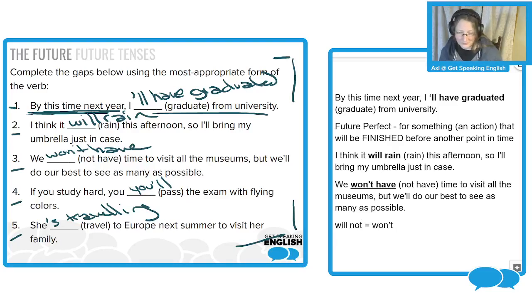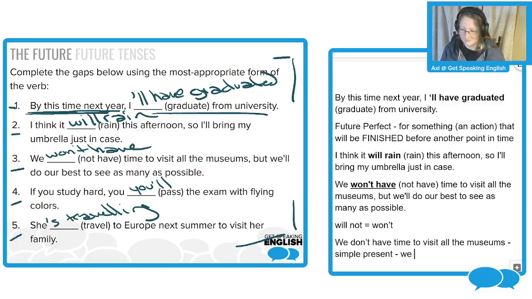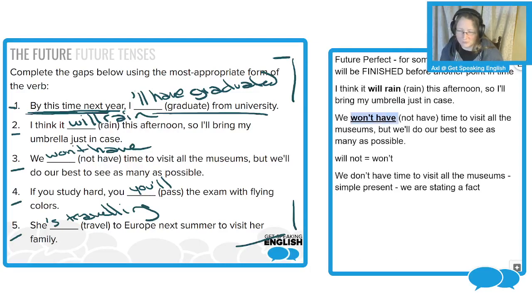We could potentially also put just simple present here. So for example, we don't have enough time. Oh, sorry, we don't have time to visit all the museums. So this would be fine as well, so simple present. But here we are stating a fact. Alright, so here it's more future-oriented. We won't have time to visit all the museums, whereas here it's more just like a fact. So we don't have time. We don't have time, so we could say that as well. Both of those are fine.